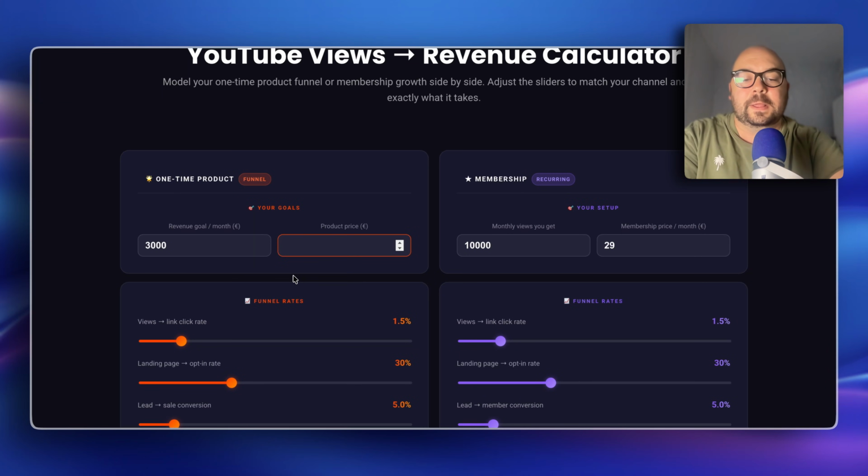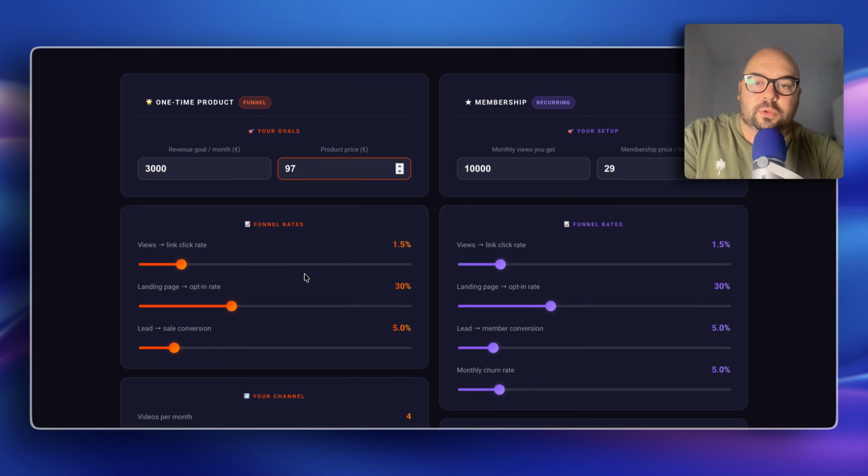So let's call 97 the price over here. So if we do 97 euros, now there are some other numbers that we have to look at. The first number we have to look at is funnel rates, the views to link click rate. This is a really important number.